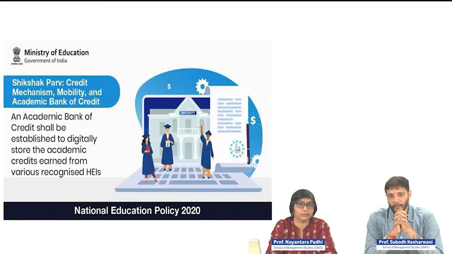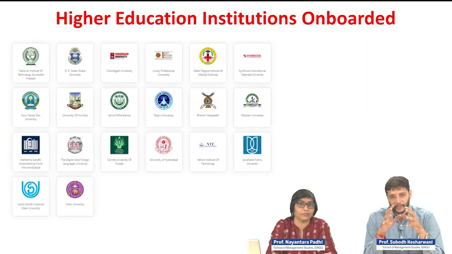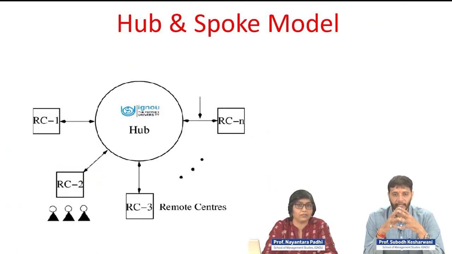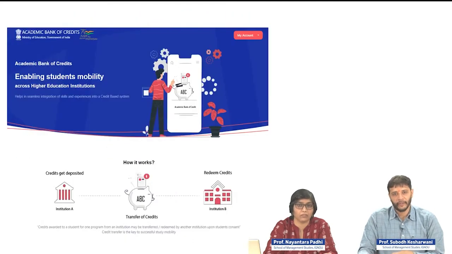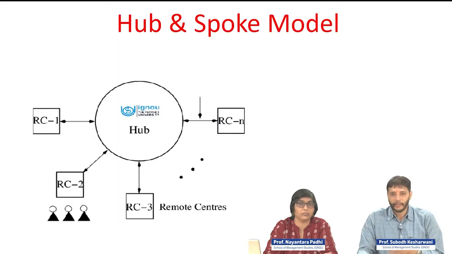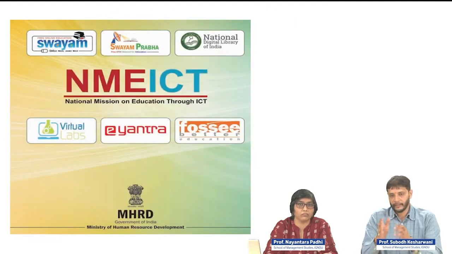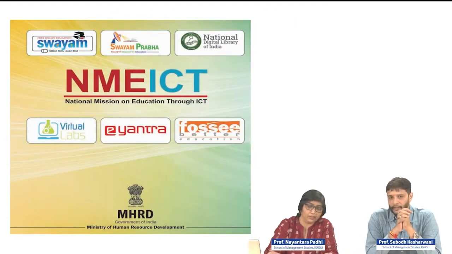When we talk about the hub-spoke model, if I take the example of Indira Gandhi National Open University, it works as a hub, and there are various nodes like the regional centers, which are linked with it. These are old pedagogies, but with the help of technology, more things are going to come. We will see how credit is going to come; Madam is going to talk more about this aspect. And then there are digi lockers. I think we have given a curtain raiser to our learners.